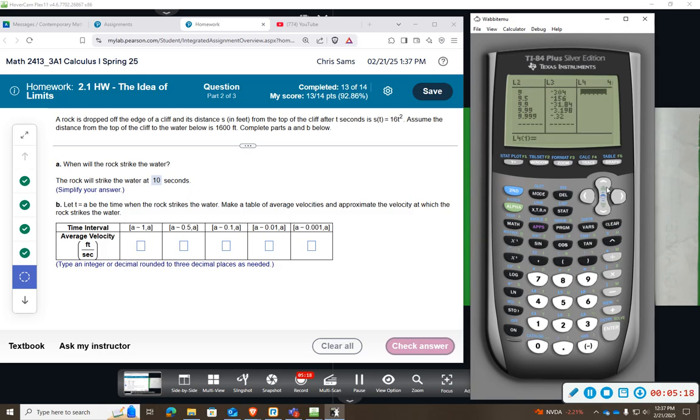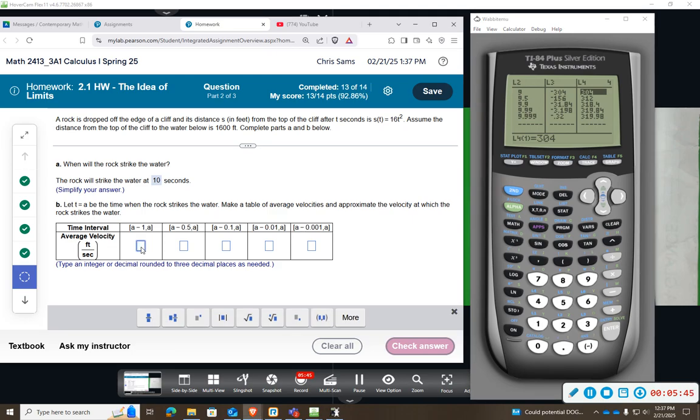And then in L4, we're going to divide it by the difference. So we're going to say this is going to be equal to L3 divided by L2 minus L1. And then this starts giving me my velocities. So looks like the first value is 304, then 312.